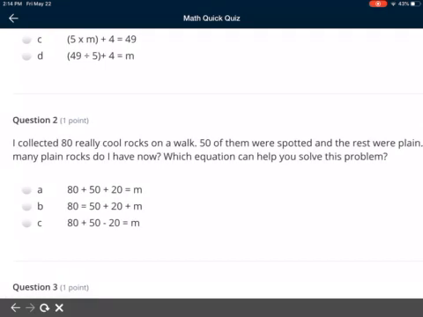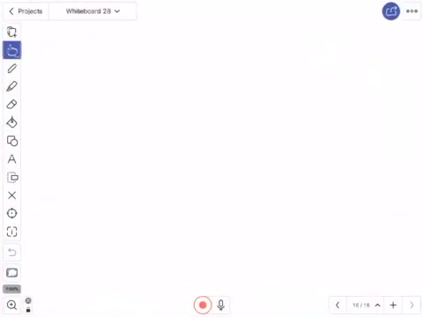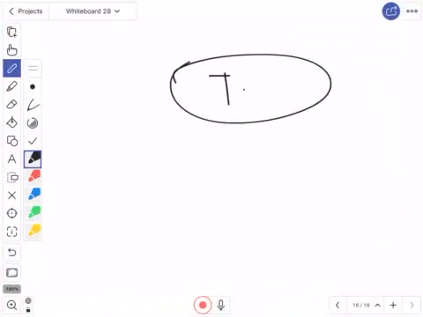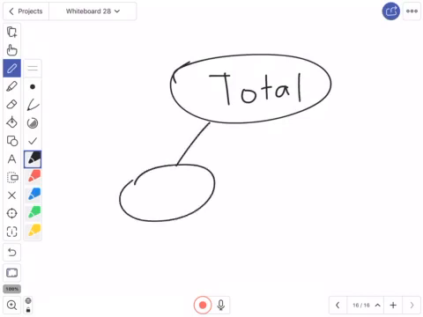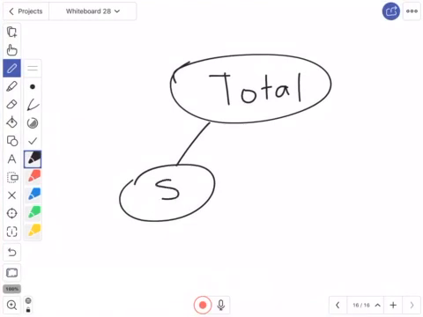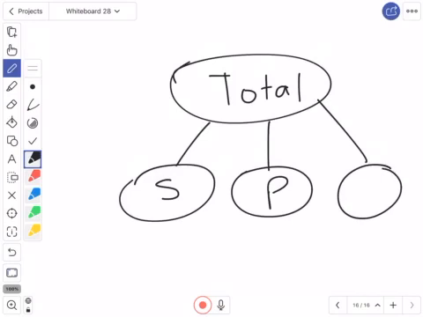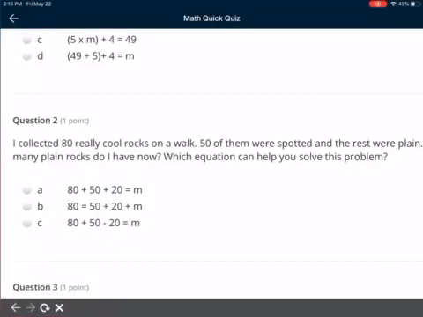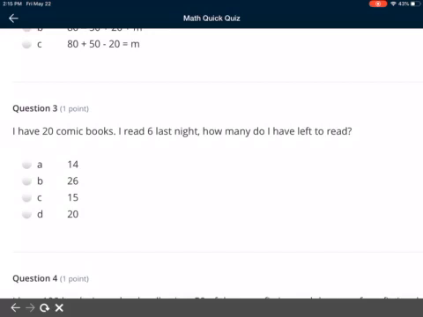The one thing I want you to think about with this one is, what is the total? I know I have a total, and then I have some parts. Some of the rocks were spotted, S for spotted. Some of the rocks were plain, and then I also gave away some rocks, just write G for gave away. I want you to think about that math moment to help you when you're thinking about that problem.